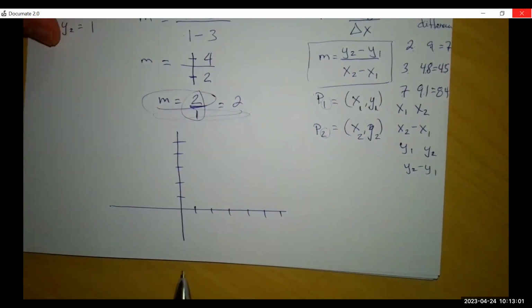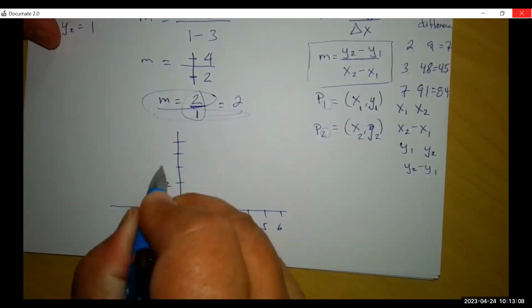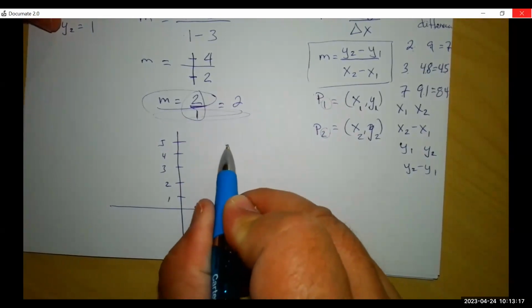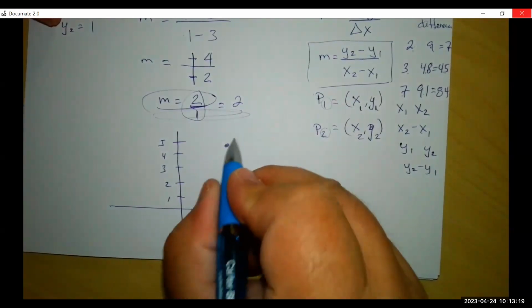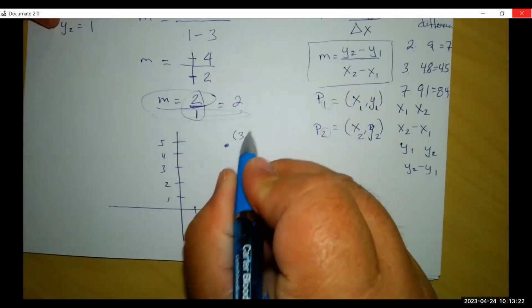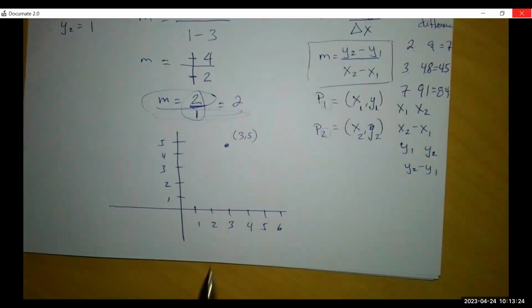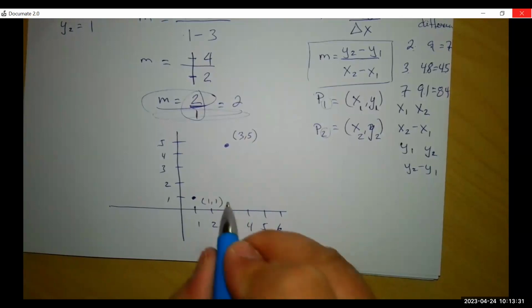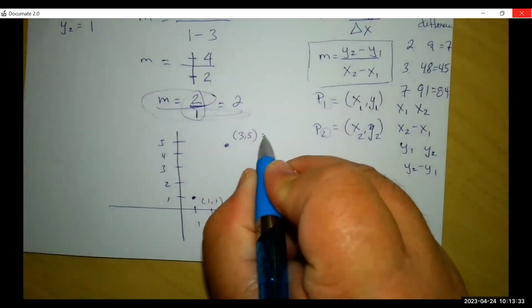So point 1 is where? What location is point 1? It's where? 3, 5. So it's over 3, up 5. This is at location 3, 5. That's point 1. Point 2 is at 1, 1. This is point 2. This is point 1.